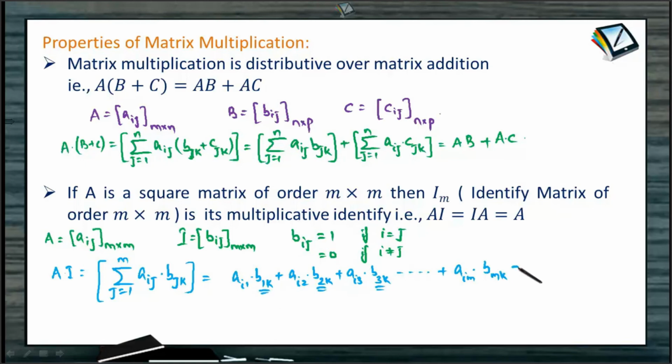So when will it become 1? When i and j are equal, then this will become 1. That means what do we get? Aii into Bii. As Bii is 1 and all the rest of them are zeros, this would again give us Aii. So what are we left with? Only this element would be left and the rest of the elements would be zeros. So this will denote the matrix A again. So A into I will be the same as A. You can again follow the same thing for I into A.